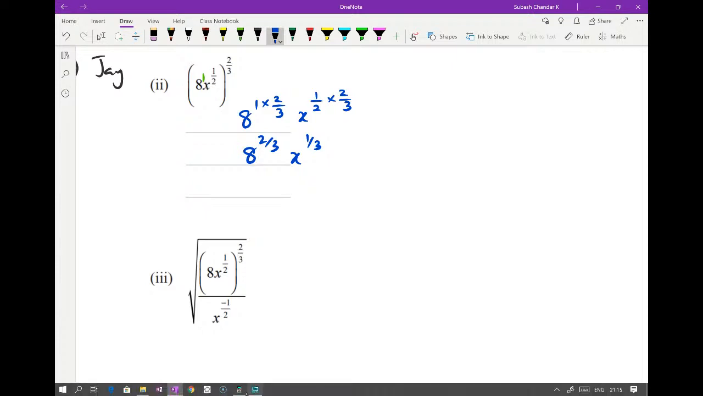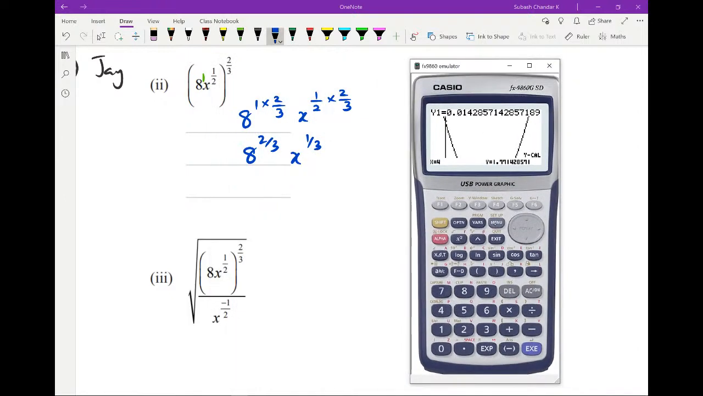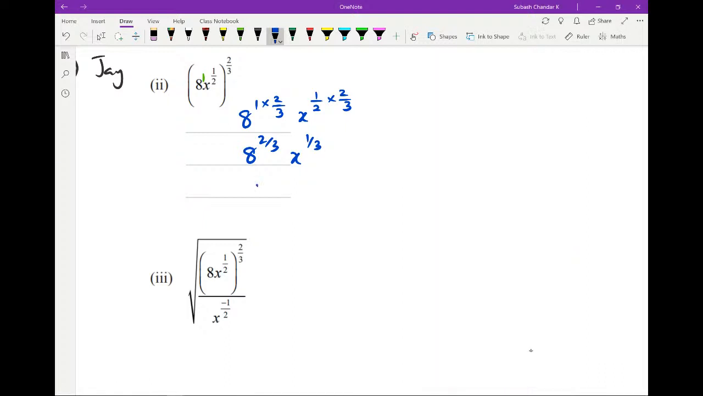Now, 8 to the power of 2/3, use the calculator for it. But really important that when you use the calculator, just make sure you put the power 2/3 in a bracket. Because if you don't put 2/3 in a bracket, then I'll show you what happens. So this is the actual answer you're supposed to get. But if you don't put the brackets, then you actually end up with 64/3, and that's an incorrect answer. So in this case, the answer is going to be 4x to the power of 1/3.